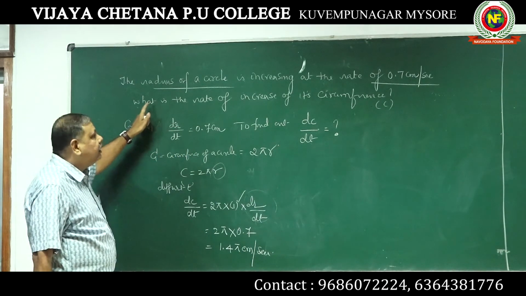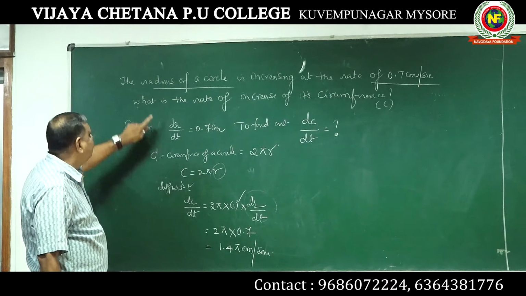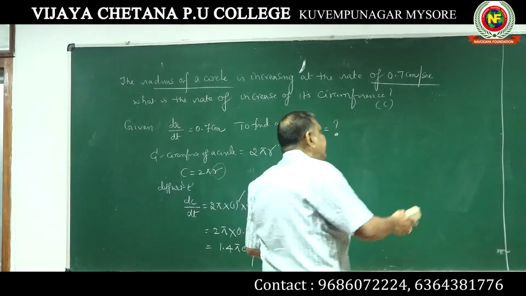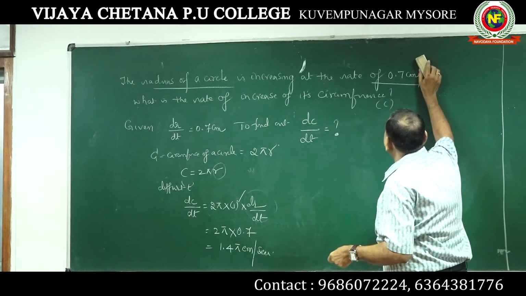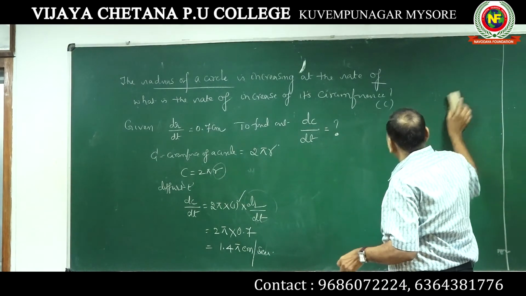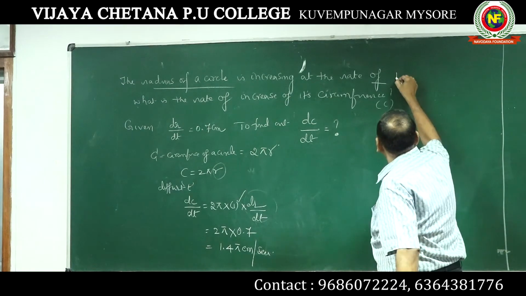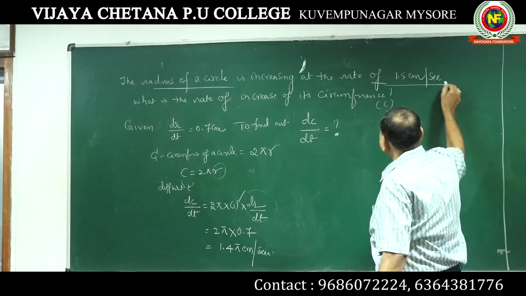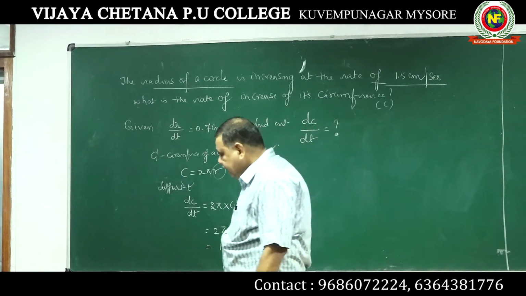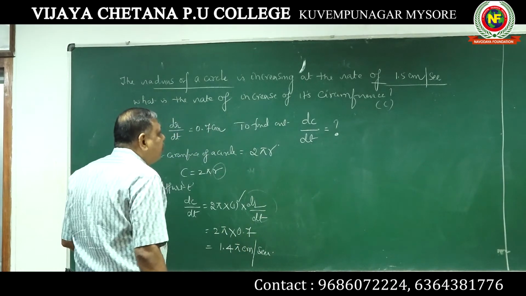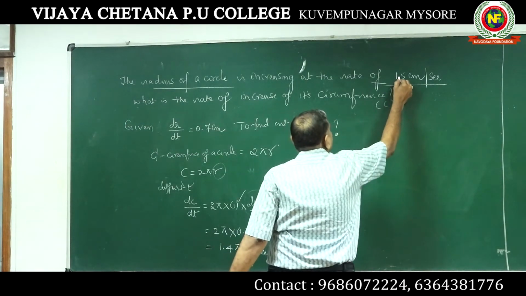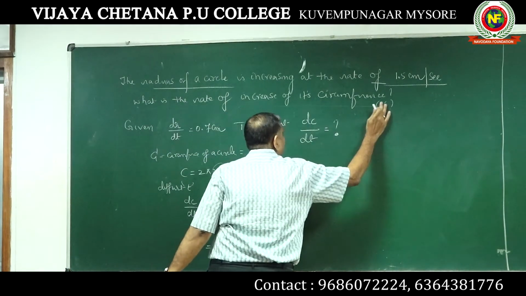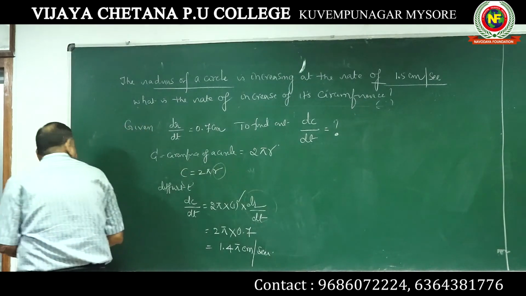Please take down. I suppose you have copied. Now we will go to the next problem. The radius is increasing at the rate of 1.5 centimeter per second. Please change the figures. Radius is increasing at the rate of 1.5 centimeter per second. What is the rate of increase of its circumference?